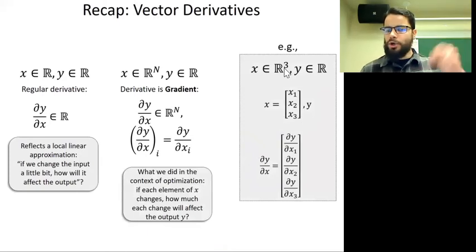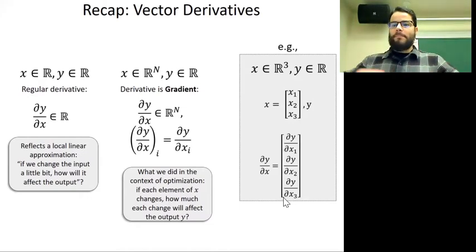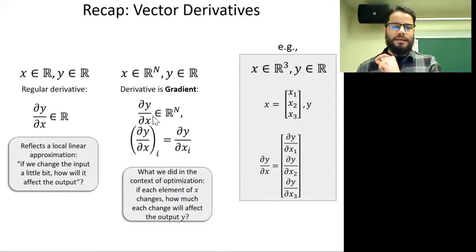Let's say that your input x had 3 elements. The partial derivative of y, which is a scalar, with respect to x, which has 3 elements, is going to have the derivative of y with respect to each of the elements of x. So the derivative of y with respect to x1, with respect to x2, and with respect to x3. So there is an extremely important pattern going on here. The dimensions of the output are going to be given, in this particular case, by the denominator. The numerator has just 1 dimension, and the denominator has 3. So the dimensions of my output are going to be 3 by 1.